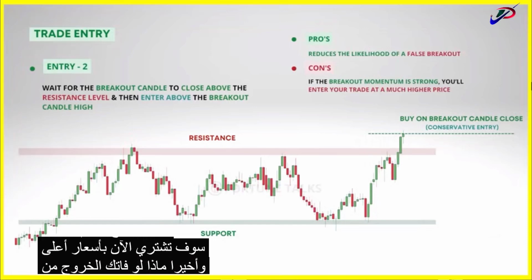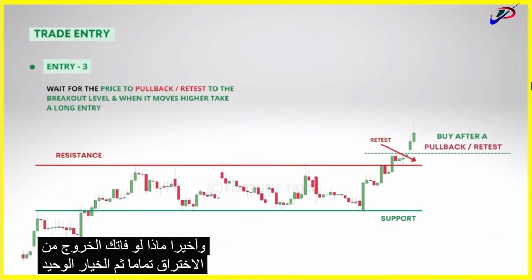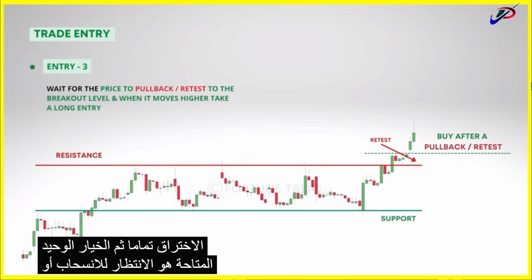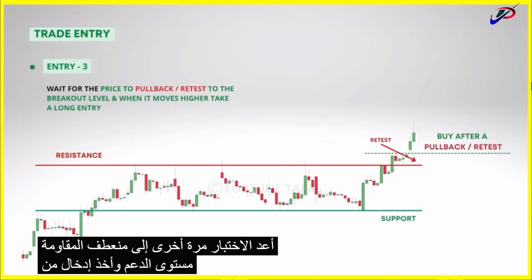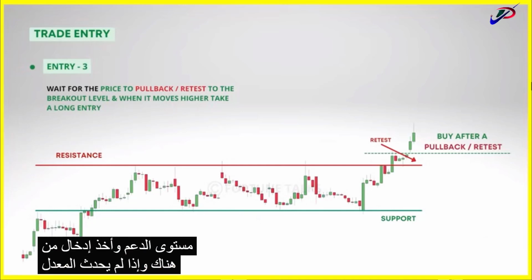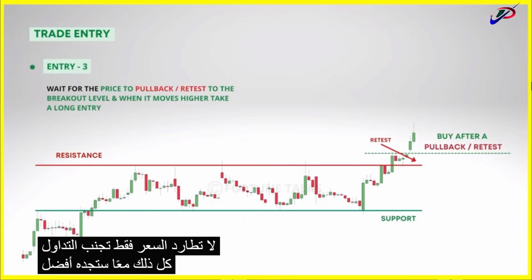higher prices. And finally, what if you miss out on the breakout completely? Then the only option available is to wait for a pullback or retest back to the resistance turned support level and take an entry from there. And if the retest doesn't happen, don't chase the price. Just avoid trading it altogether. You will find even better trades.